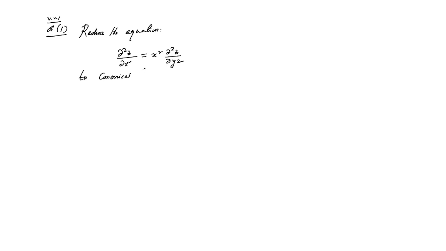So reduce the equation, problem 1. This problem is very important. Reduce the equation del square z del x square equals to x square del square z del y square to canonical form.